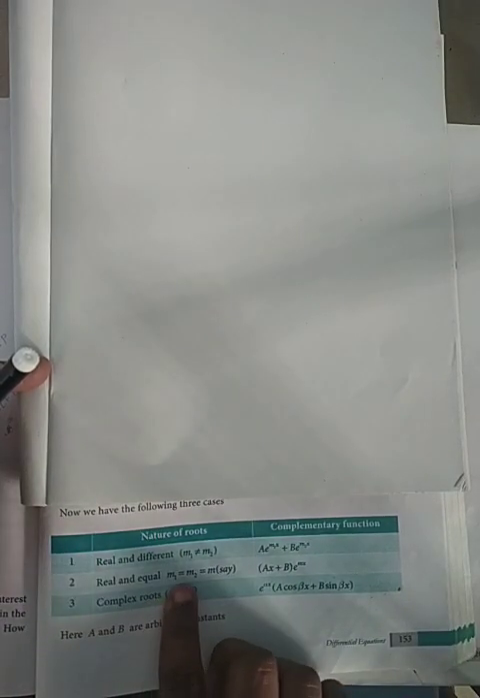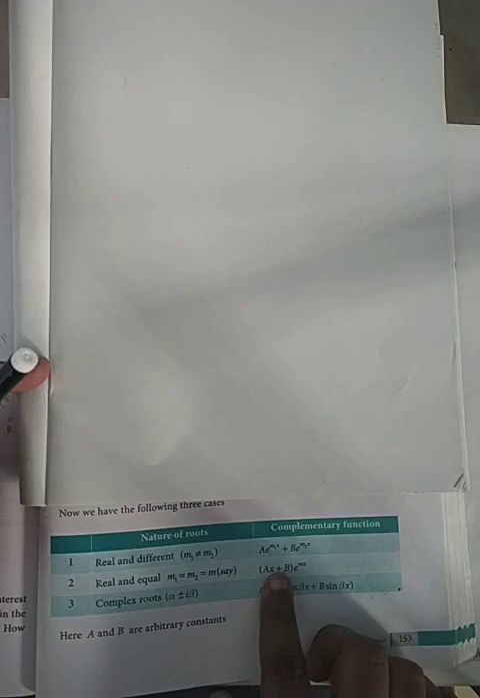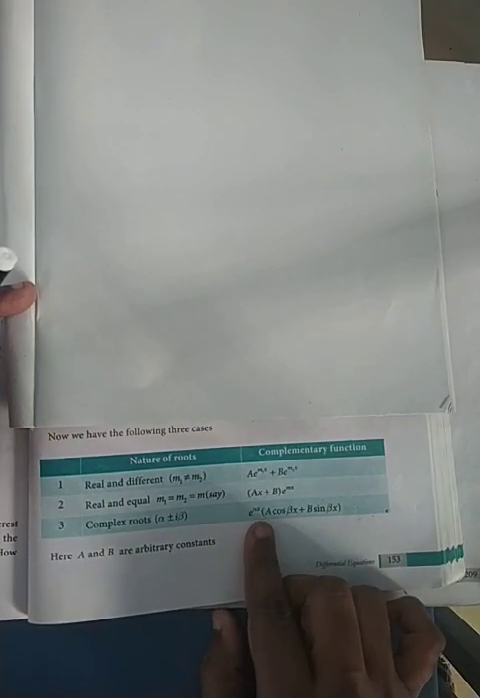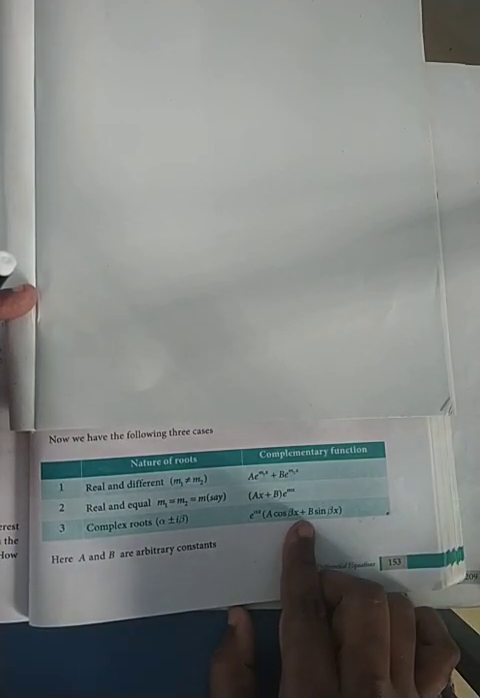If the roots are real and different, then we can write a e power m1x plus b e power m2x. Whereas if they are real and equal, in that case we can write it as (ax plus b) e power mx. Now for complex roots, that is, if we find the roots in the form of a complex number, in that case we can say e power ax into (a cos beta x plus b sin beta x). We will be seeing all these cases as of now.